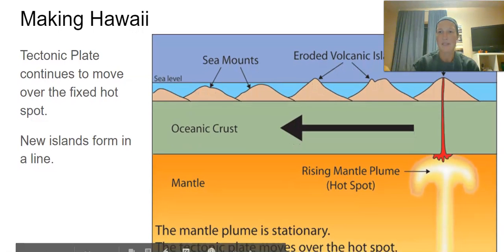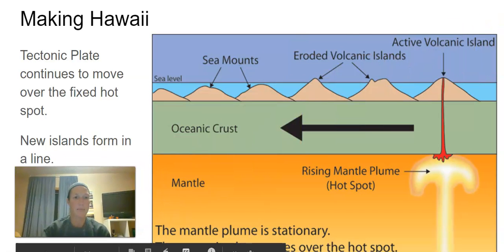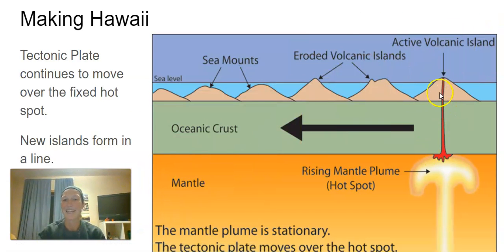Now, as it stays in the same spot, it is going to heat that crust and cause an active volcano. But we know that this crust is sliding. So it's going to make a volcano and then it's going to slide over. It's going to make a new volcano and it's going to slide over. But then we see the islands getting smaller and smaller to the point where they're even underneath.